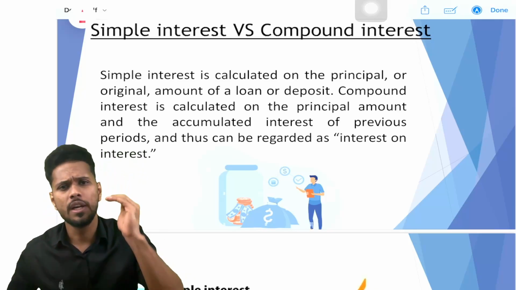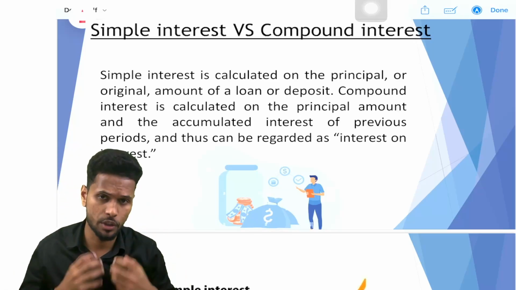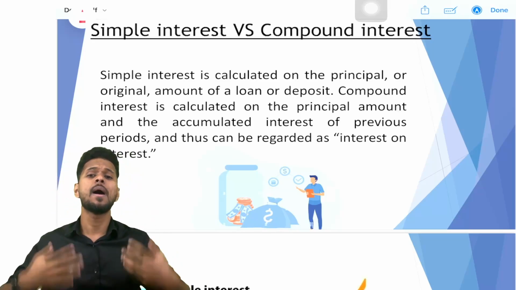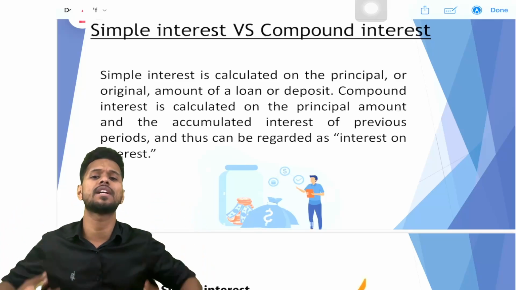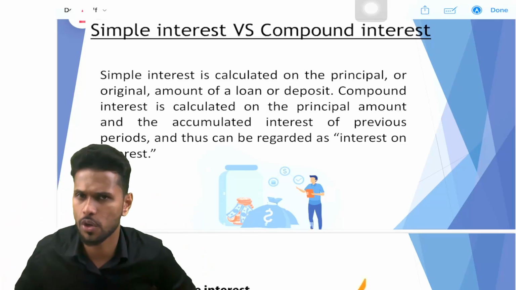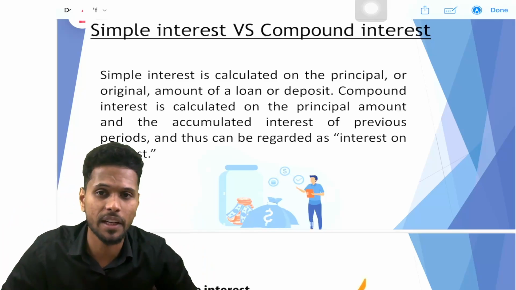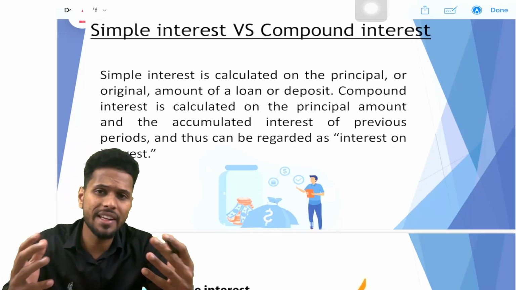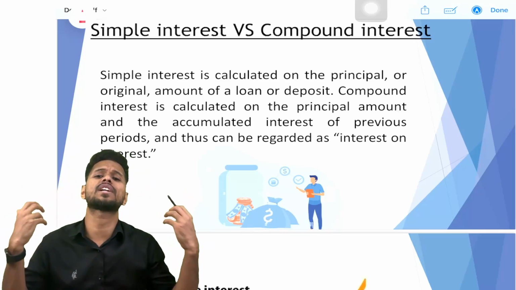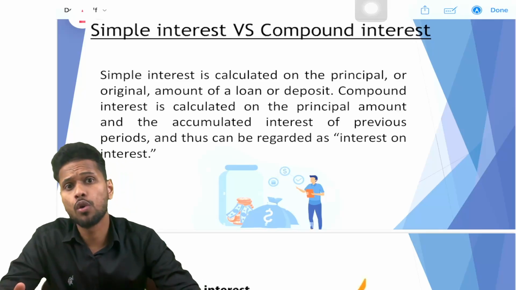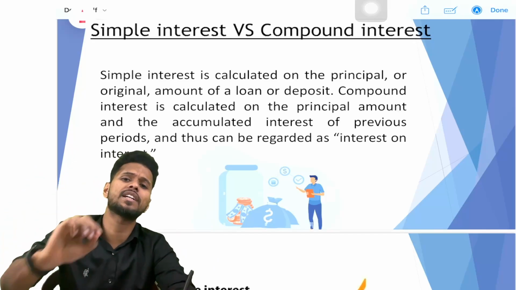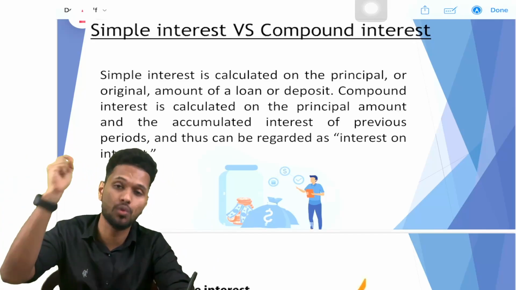Simple interest is the interest calculated on the principal or original amount of a loan or deposit, but compound interest is the interest calculated on the principal amount as well as the previously received interest. Which interest is bigger, compound interest or simple interest? No doubt compound interest is bigger, because in compound interest we get interest on the amount we deposited and on the interest previously received. Compound interest is treated as interest on interest, but in simple interest we receive interest only on the amount we deposited.